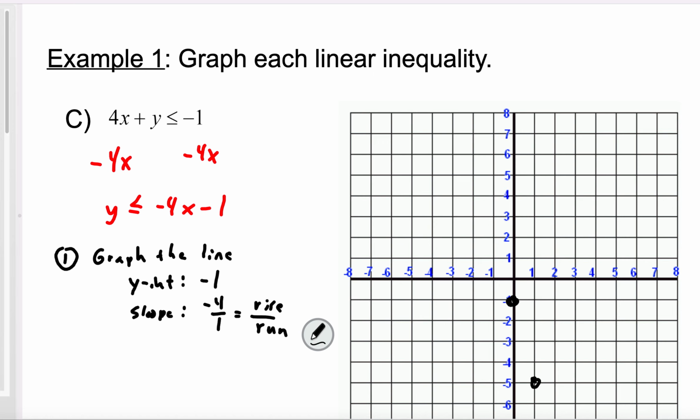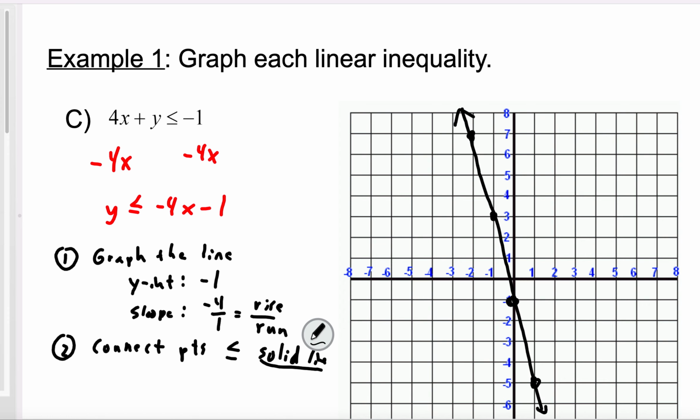Can't go any farther on my graph here, so now I'm going to go in the opposite direction. So now I'm going to rise 4 and run 1 to the left. I'm going to connect my points. When I connect points, because the symbol here is less than or equal to, because it's equal to, it's a solid line. So connecting those points there, and doing a very nice straight one there.